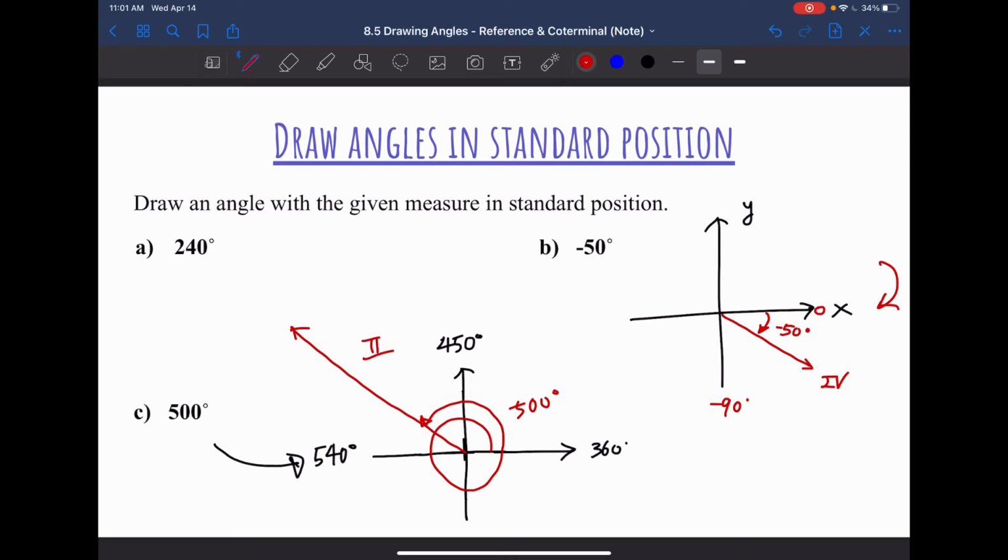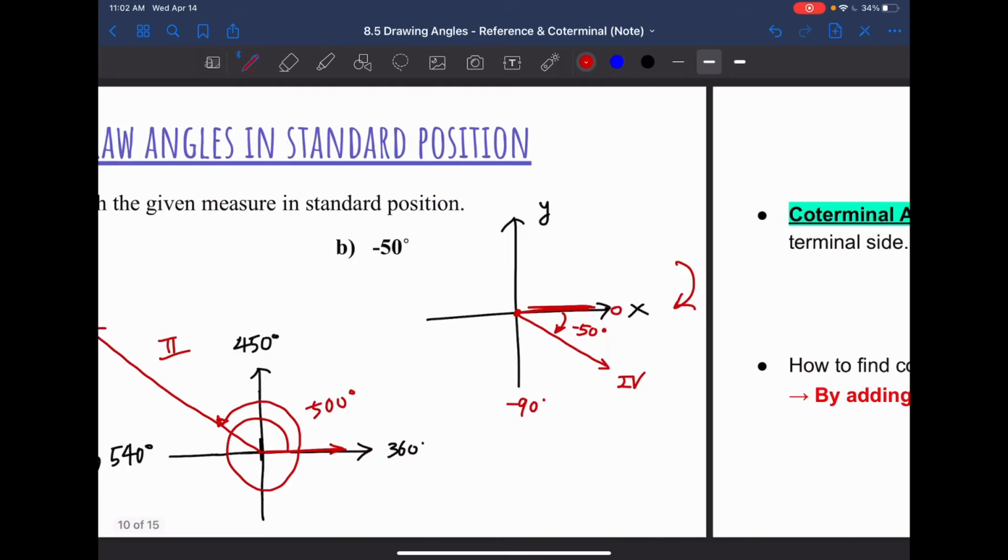Okay, everything is in standard position, right? Because I start from the vertex, my initial side is on the positive x-axis, but my terminal side, where the angle stops, is just in either the first or second or third or fourth quadrant. Terminal side, we don't care. Okay, so that's standard position.